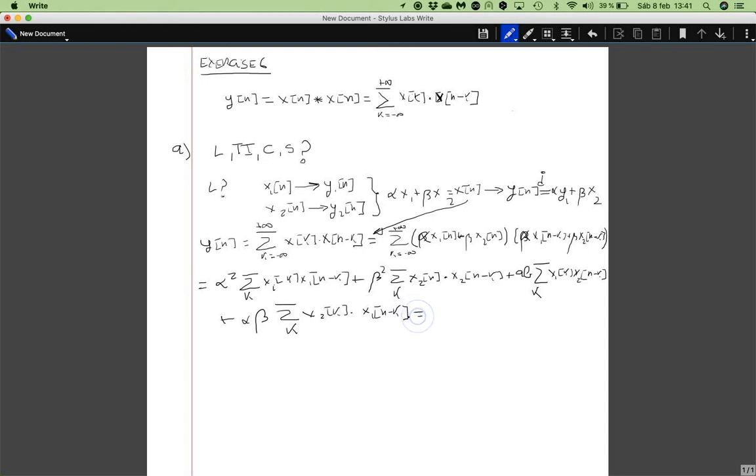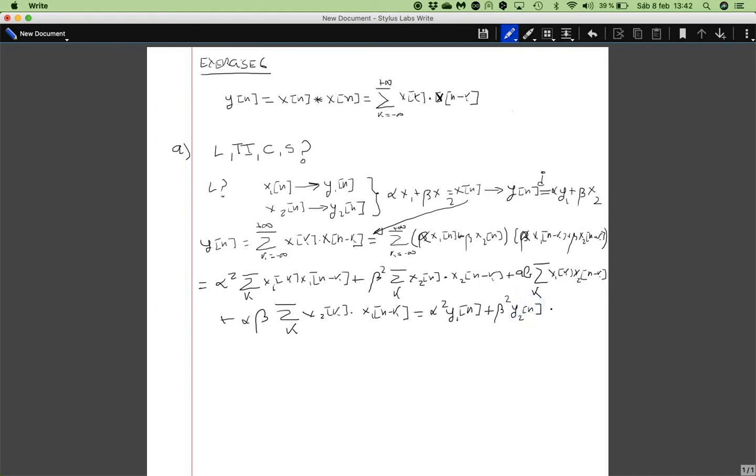So this will be just, you can see, the summation in k of x1[k] multiplied by x1[n minus k], which is the convolution of x1 with x1. So this will be alpha squared y1[n], using the definition of the system itself. The second term will be beta squared multiplied by the definition of y2[n].